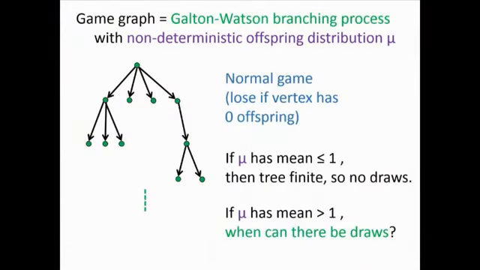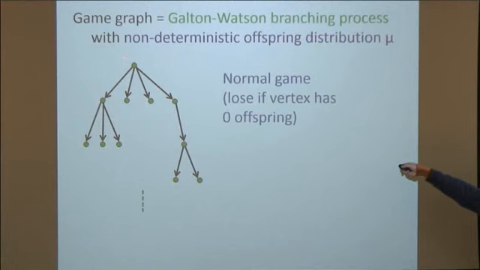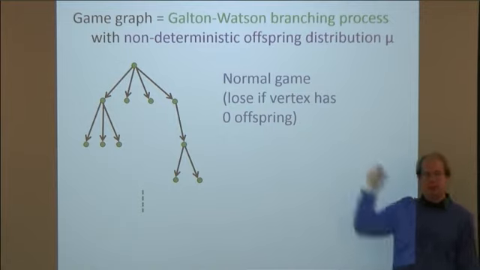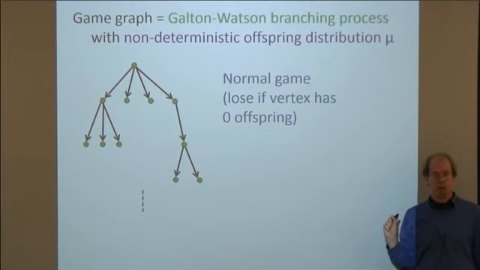All right, so let's get started with Galton-Watson trees. Let's suppose that the directed graph that I choose to play my game on is a Galton-Watson branching process with a non-deterministic offspring distribution. So you just have one vertex at the top, and that has a random number of children, and each of those has a random number of children, and so on, all with this same distribution. And I'm going to play the normal game on this graph. So you start at the top, you take turns to play, and if you find you are at a vertex with 0 offspring, then you lose, and the other player wins.